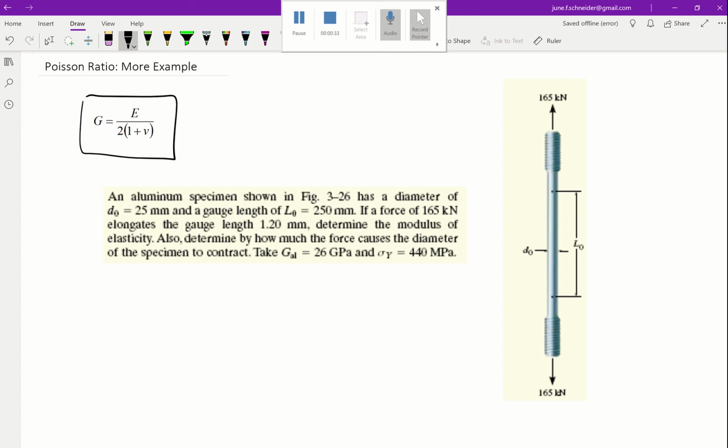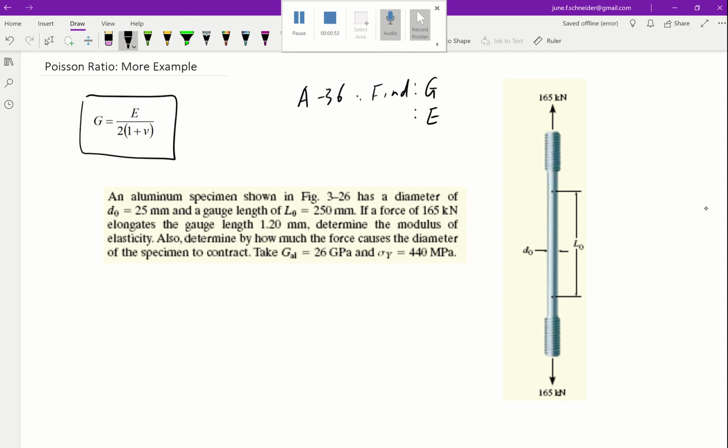If you are curious, I would suggest you pause a moment and go to the inside of your back cover to, for example, choose a 316 stainless steel and find its G and then find its E.